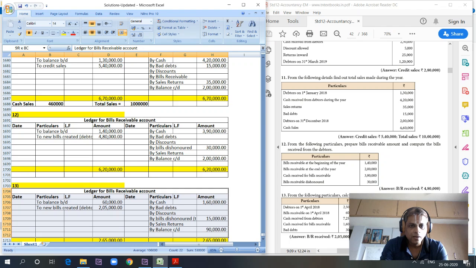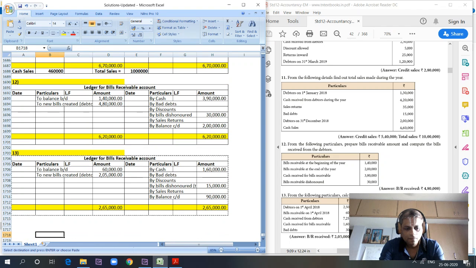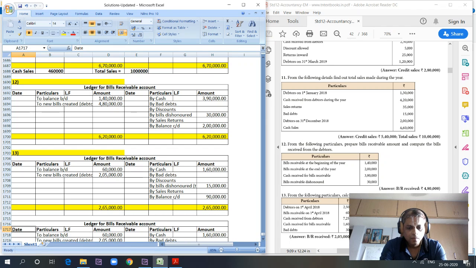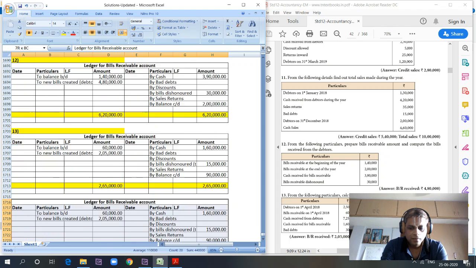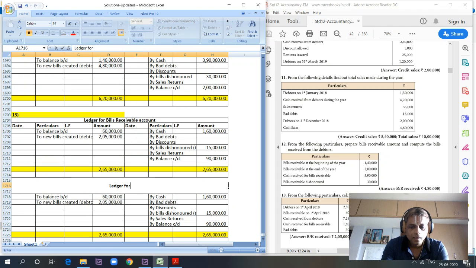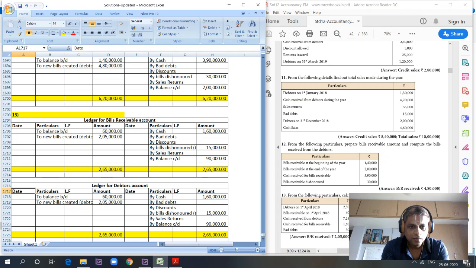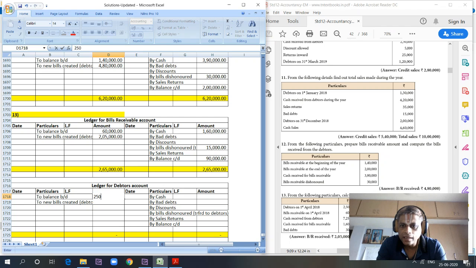Now let's prepare the sundry debtors account. Prepare the ledger for debtors account. What is the beginning balance in the debtors account? 2,50,000. Cash received from debtors 7,25,000. And then we have bad debts 30,000. Then we have sales return inwards 50,000. Then we have sundry debtors as on 31st March, 2,40,000.